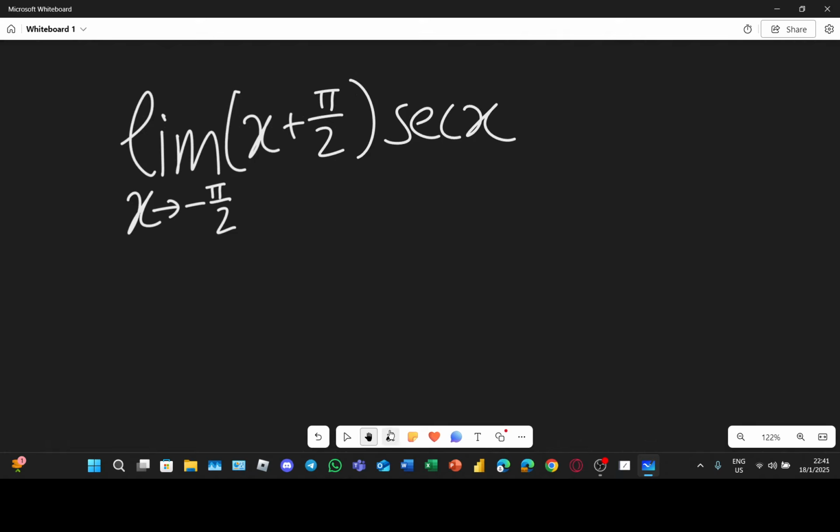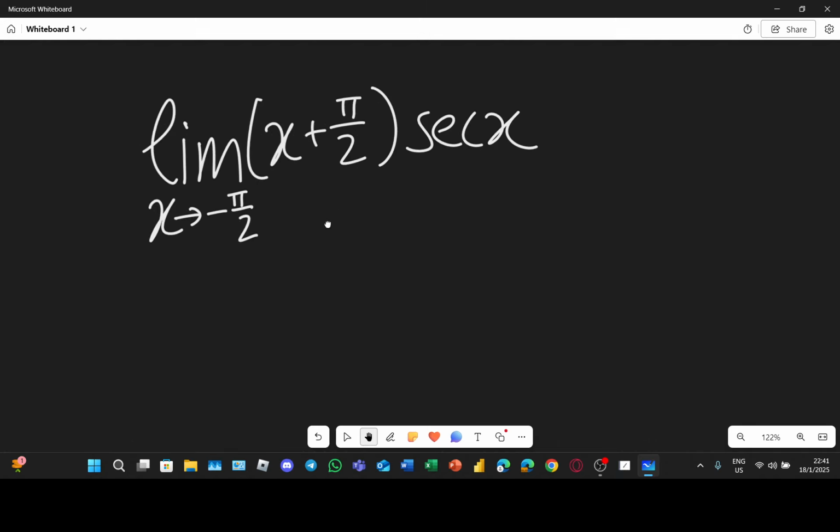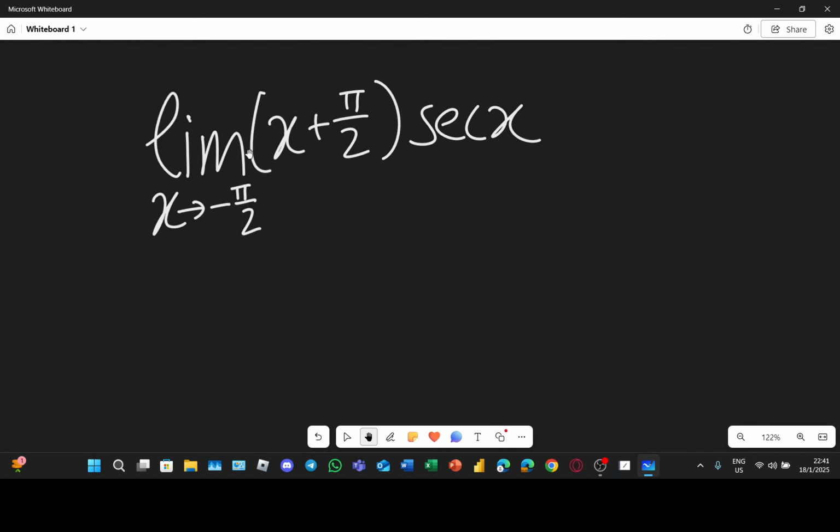Hi, so in this video I will show you how we can apply L'Hopital's rule to evaluate this limit you're seeing on the screen right now. So we are given the limit of (x plus pi over 2) multiplied by secant x as x approaches negative pi over 2.